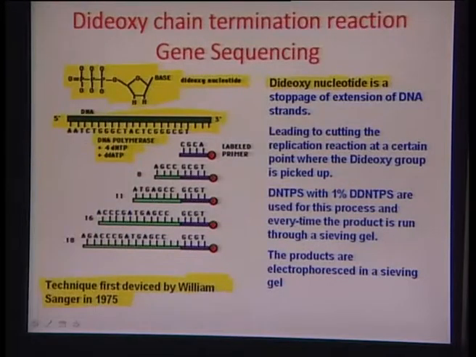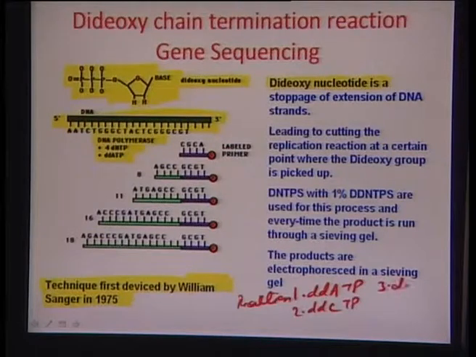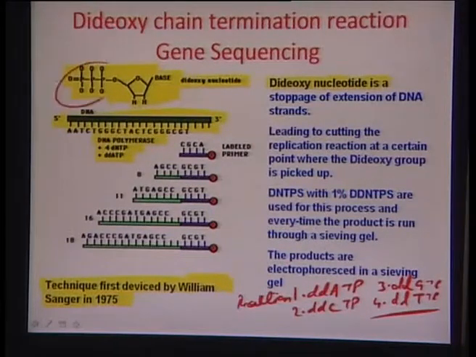So you have reaction 1 with DD-ATP, number 2 with DD-CTP, 3 with DD-GTP and 4 with DD-thymine nucleotide.